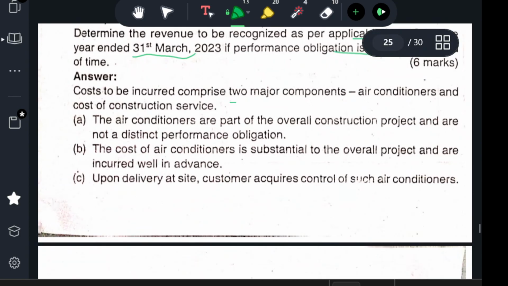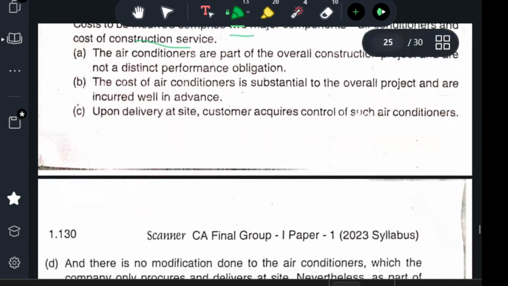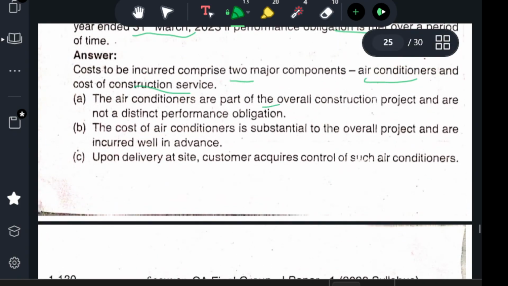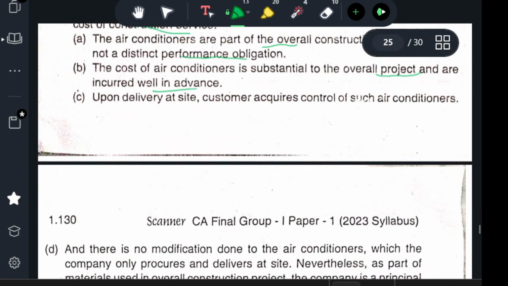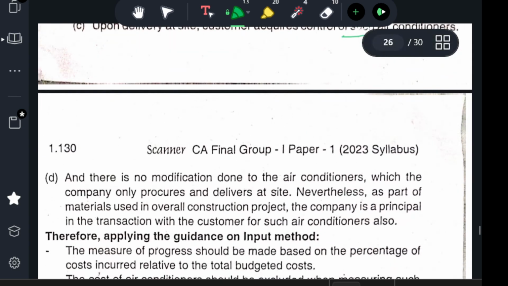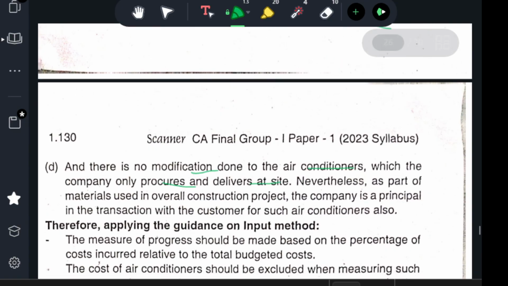The cost to be incurred is a comparison of two major components: the air conditioner and the cost of construction service. The air conditioner is a part of the overall construction project and is not a distinct performance obligation. First, the air conditioner is substantial to the overall project and is incurred well in advance. Upon delivery to the site, the customer acquires control over the air conditioner. There is no modification done on the air conditioner; the company only procures and delivers it at site.